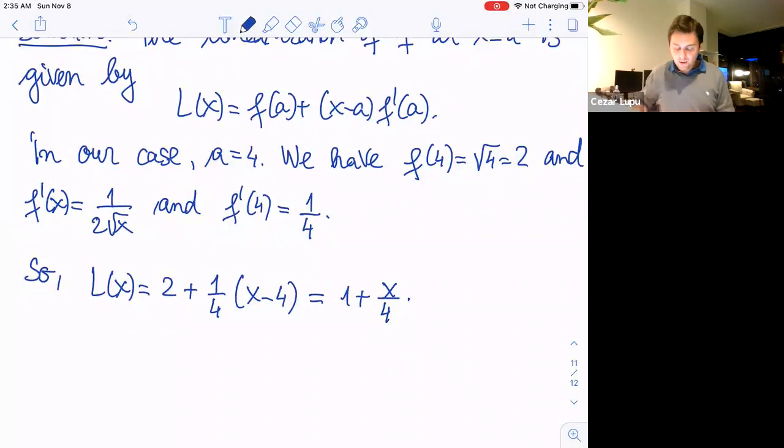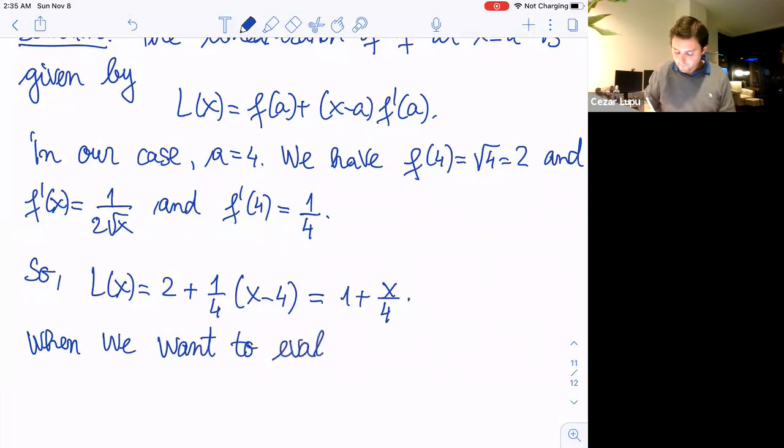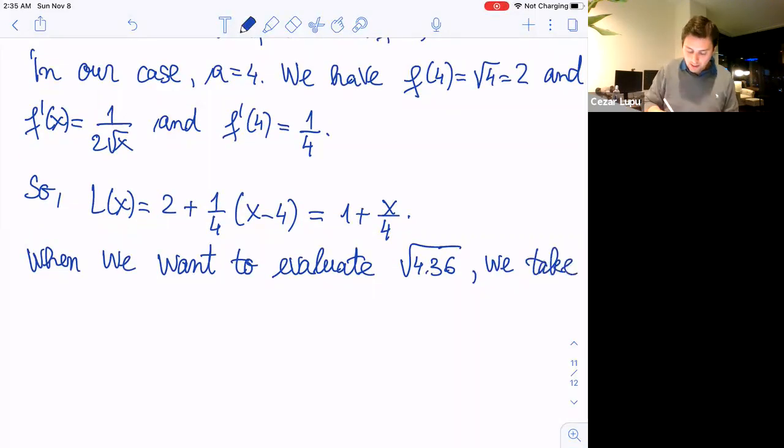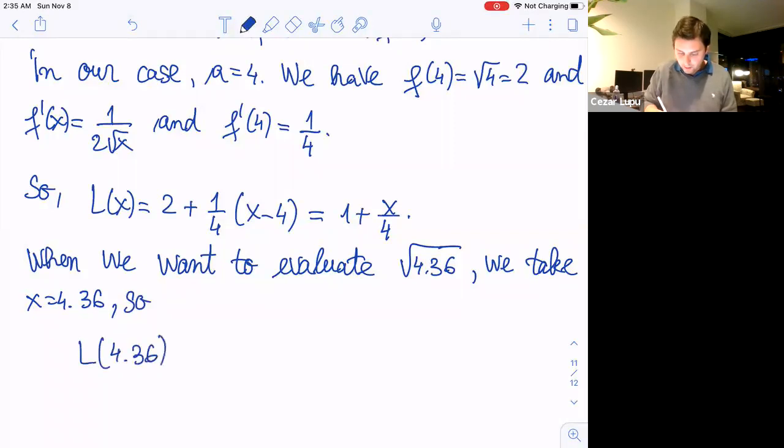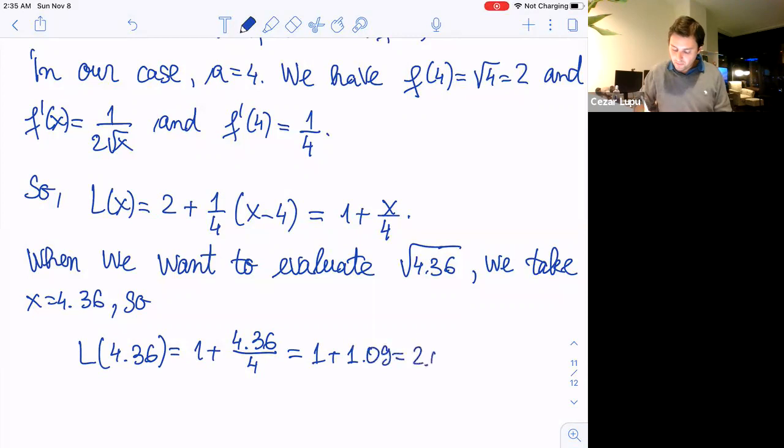And now we would like to evaluate the square root of 4.36. We take x equals 4.36. So L of 4.36 will be 1 plus 4.36 over 4, which is 1 plus 1.09, which is 2.09. And that's it. You can also use a calculator if you want, but you'll see that it will give you a very similar value, probably 2.0899. Basically, it's the same thing.